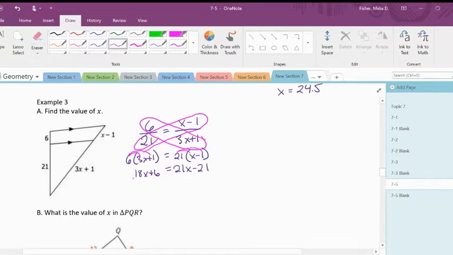I'm going to go ahead and subtract 18x from both sides of the equation and also add 21 to both sides of the equation. If you like to do that in two separate steps, you may go ahead and do so. That makes it 27 equals 3x, dividing both sides by 3, and I get that x equals 9.